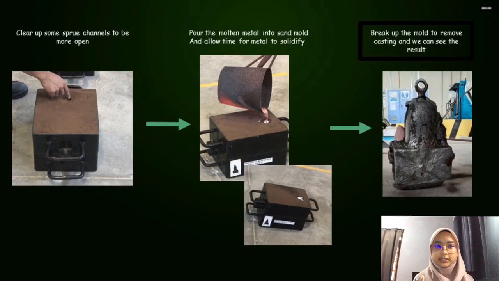Then pour the molten metal into the sand mold and allow time for the metal to solidify. The time taken is 1 to 2 hours to make sure the molten metal is formed. After that, we can break up the mold to remove the casting. Be sure to wear gloves, and we can see the result.